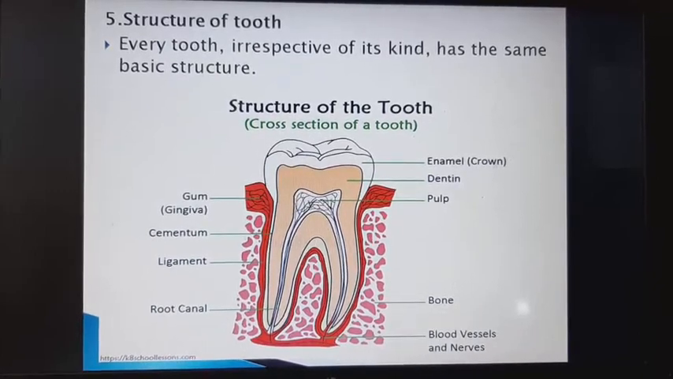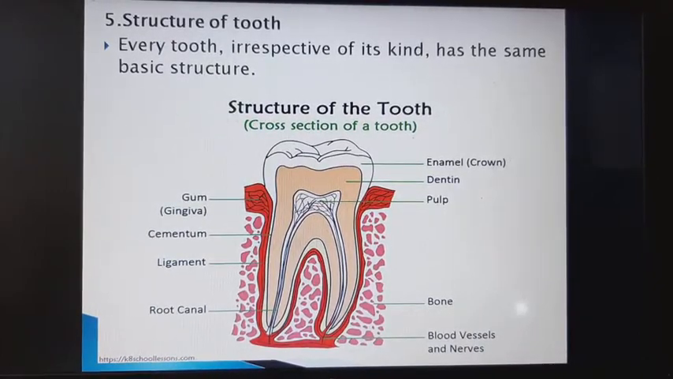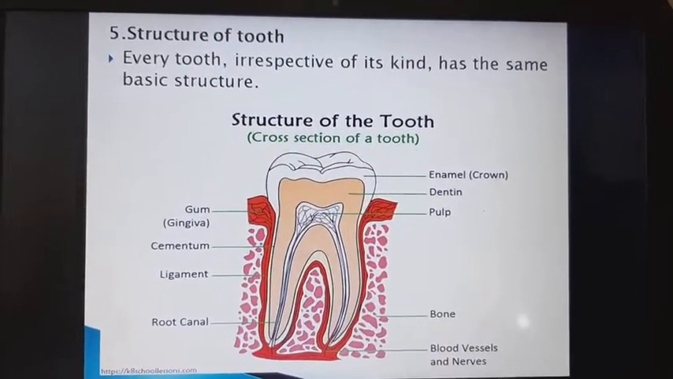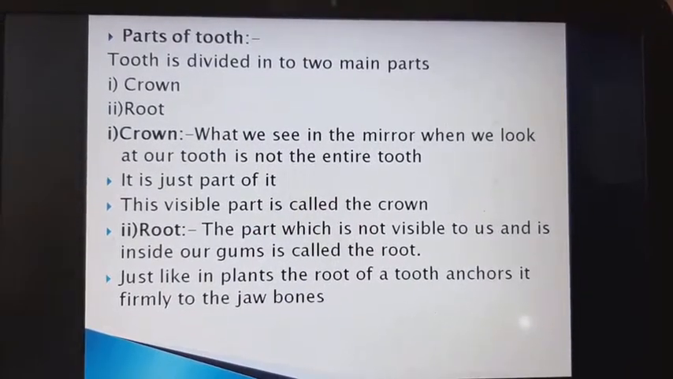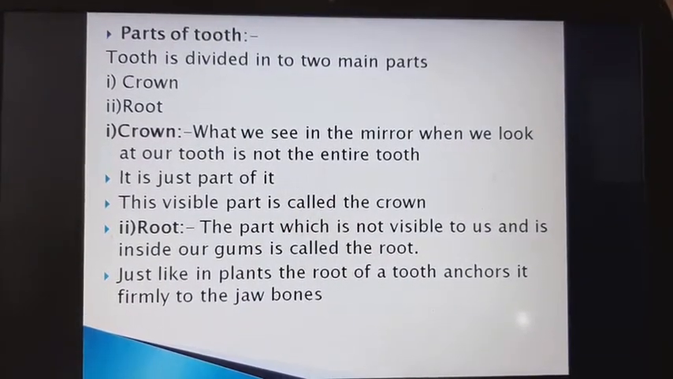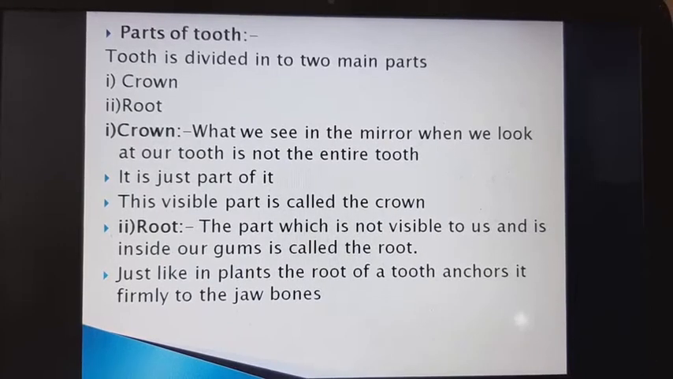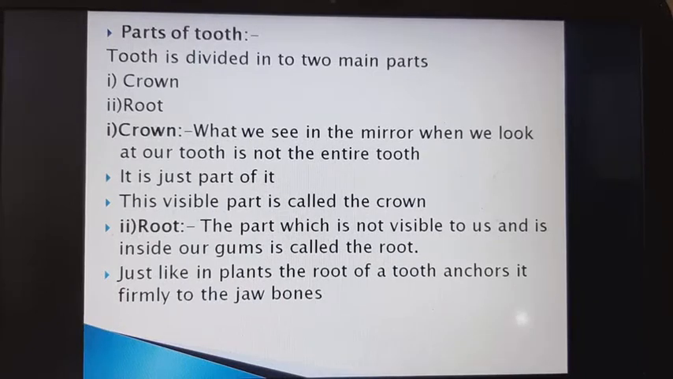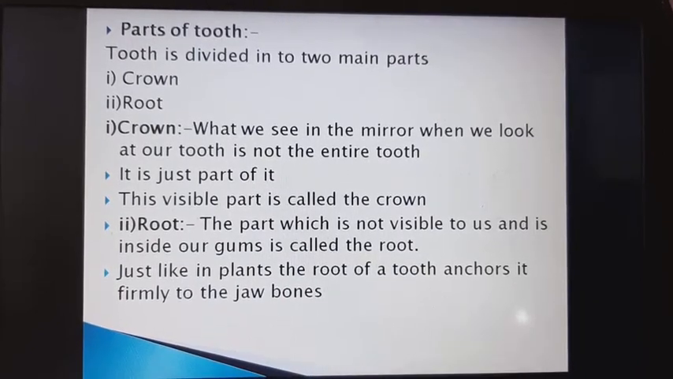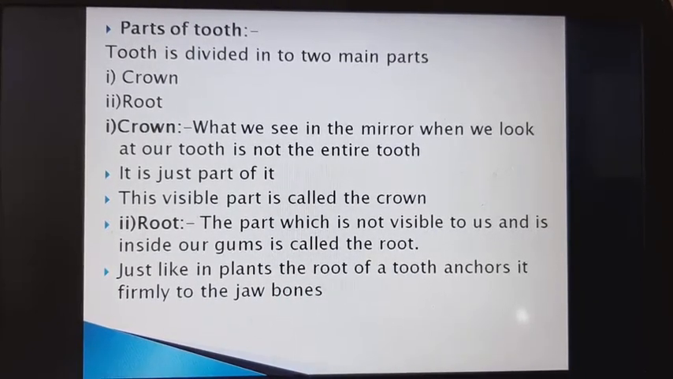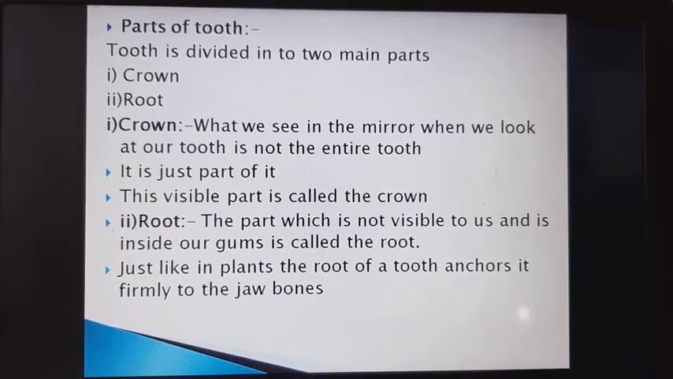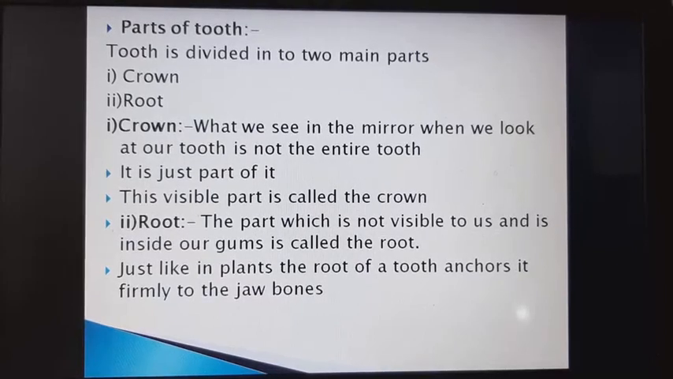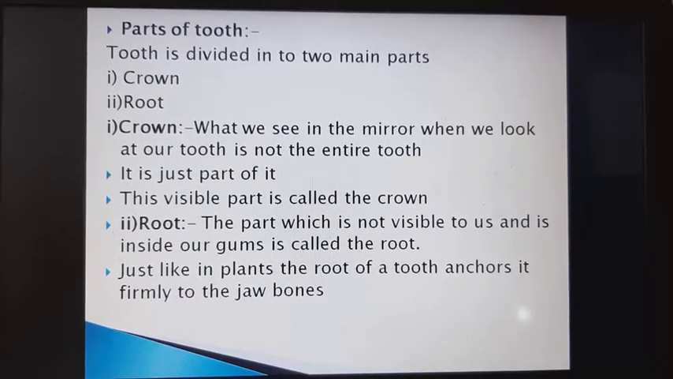Let us discuss each of these in detail. Parts of tooth. Tooth is divided into two main parts. First, crown. Second, root. Crown. What we see in the mirror when we look at our tooth is not the entire tooth. It is just part of it. This visible part is called the crown.